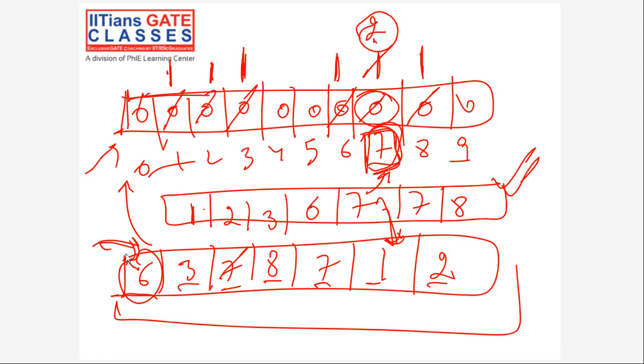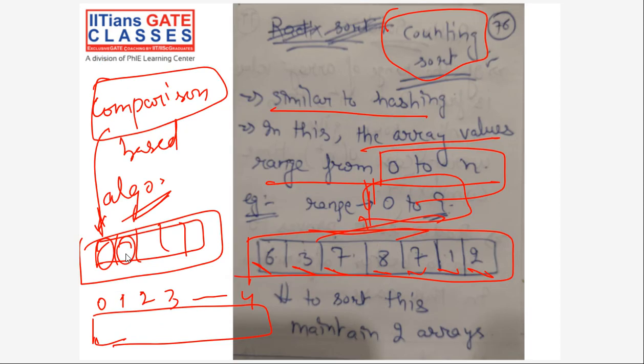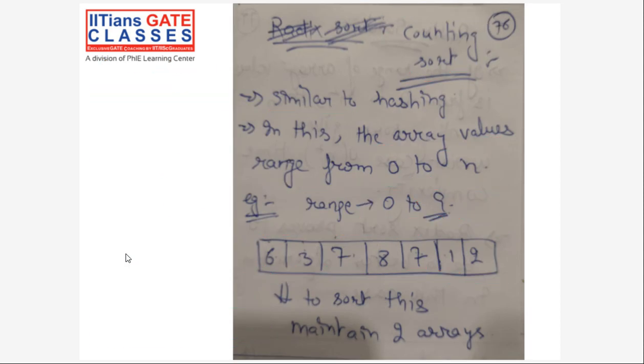So the benefit here that I got was that this took order n time. Okay, this took order n time, right? So let's see the algorithm once again. The same thing will be repeated in the algorithm. So again, look, this is the array.